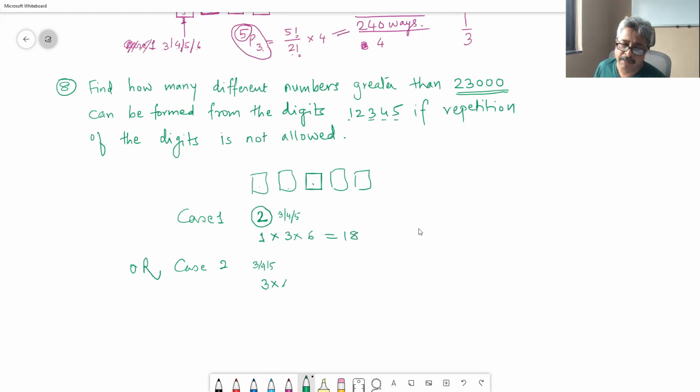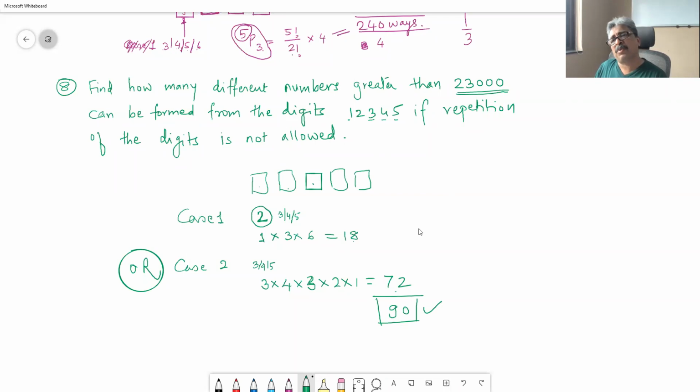Second place can be occupied in 4 ways. Third place can be occupied in 3 ways, then 2 and 1. That makes it 72. And the other case is 12, and this is OR. Therefore 18 plus 72 is 90. So the correct answer is 90.